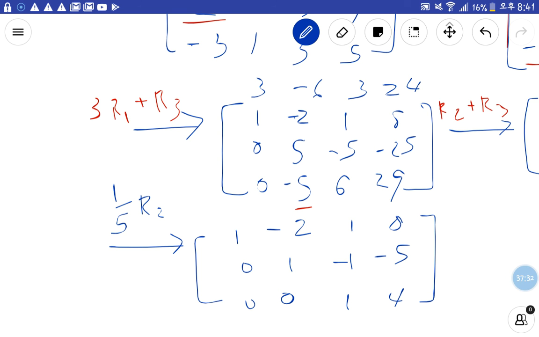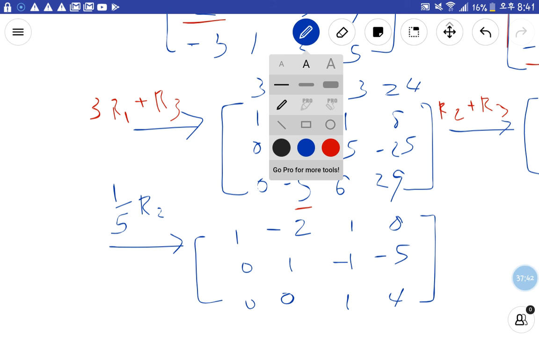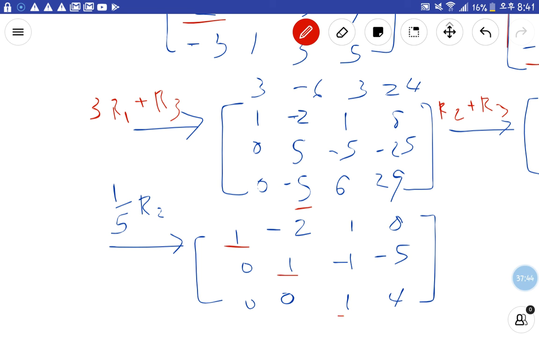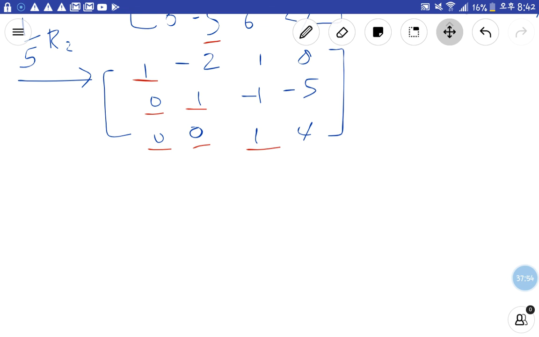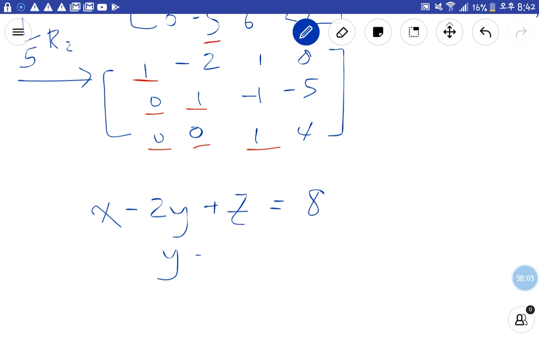All right, so that's it. That's my row echelon form, right? Because it's satisfied with the leading 1, 1, 1 here and 0, 0, 0. Okay, so after that, I'm going to change everything back to the system form, which is the equation form. That would be this: x minus 2y plus z equals 8. y minus z equals -5.